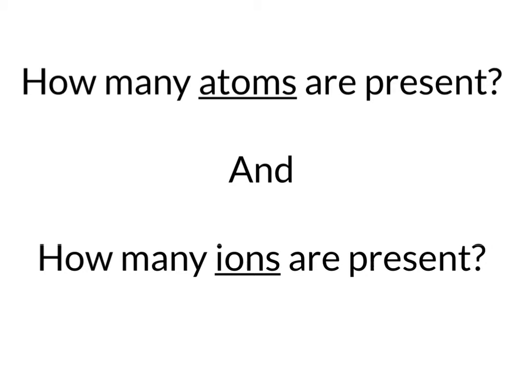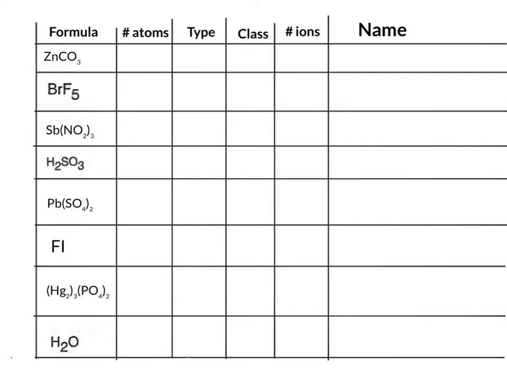In order to answer the number of ions question, you're going to need to know the type and classification of these compounds. So I'm going to start by just showing you the first two and leaving you to try the rest of them, and then I'll show you the answer for those. So let's start with zinc carbonate. That is its name. It's ZnCO3, and we want to count how many atoms there are. In the formula, we can see that there is one zinc, one carbon, 3 oxygens, and that is a total of 5 atoms. To answer the number of ions, though, we need to do a little bit more.